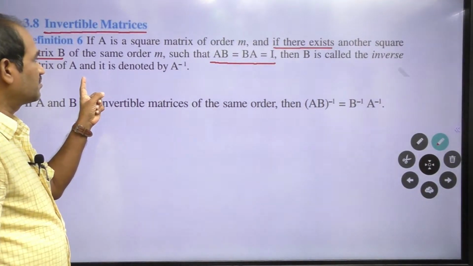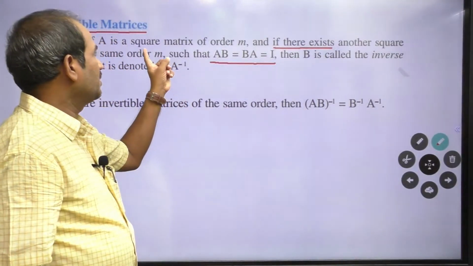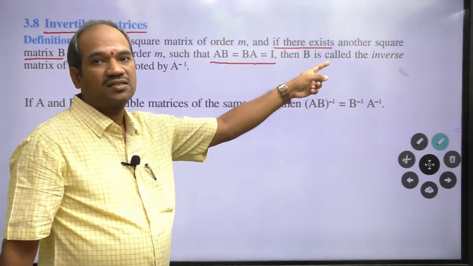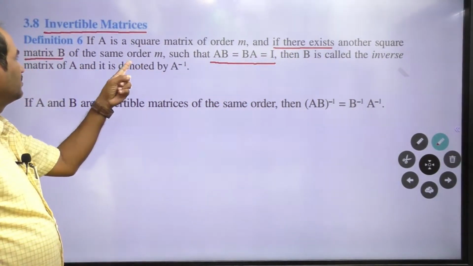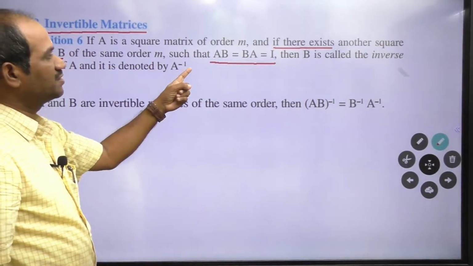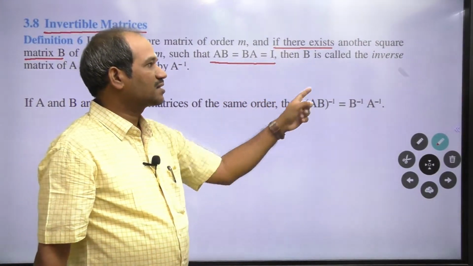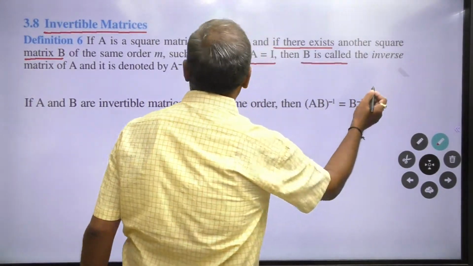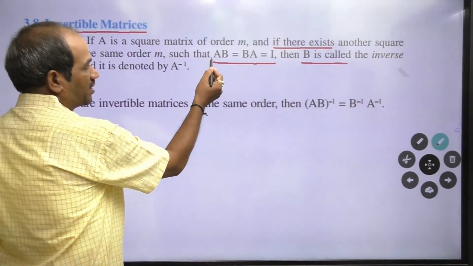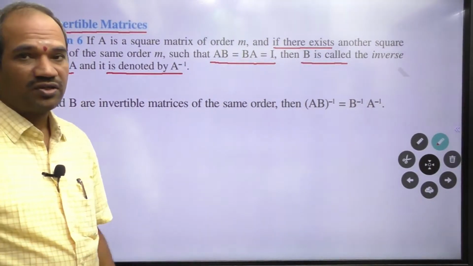B is called the inverse of the matrix A, and it is denoted by A inverse. So here, if A is a square matrix of order m, and there exists another square matrix B of order m such that AB is equal to BA is equal to I, the identity matrix, then B is called the inverse of the matrix A, and it is denoted by A inverse.